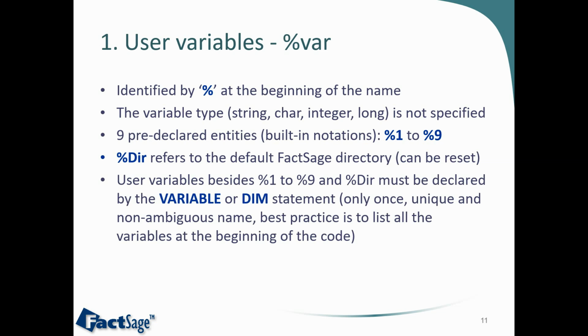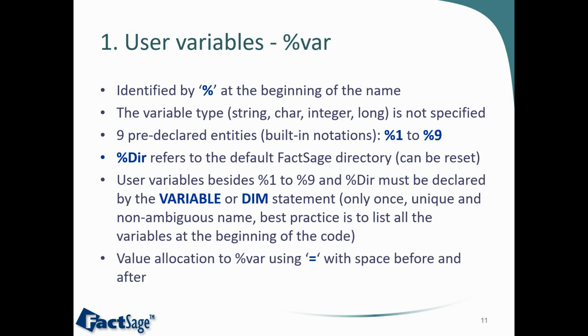Any other user variable has to be declared by the statement variable or dim. The declaration is done only once, and the variable must have a unique and non-ambiguous name. A value is allocated to the variable with the equal sign, with a space before and after, which is optional.